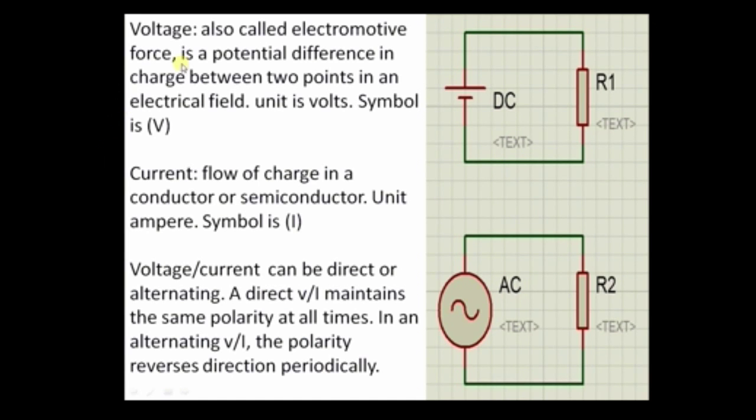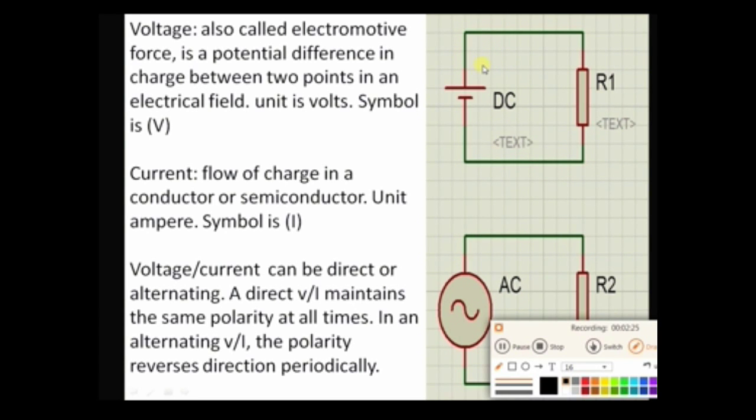Voltage, also called electromotive force, is a potential difference in a charge between 2 points in an electric field. Its unit is volt and symbol is V. If we consider this picture as an example, this is a battery, a so-called voltage source. So the voltage is a potential difference in charge between 2 points in an electric field.